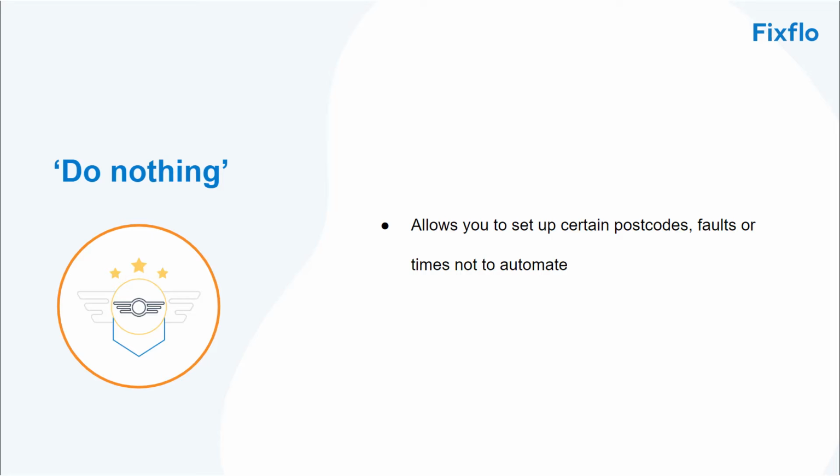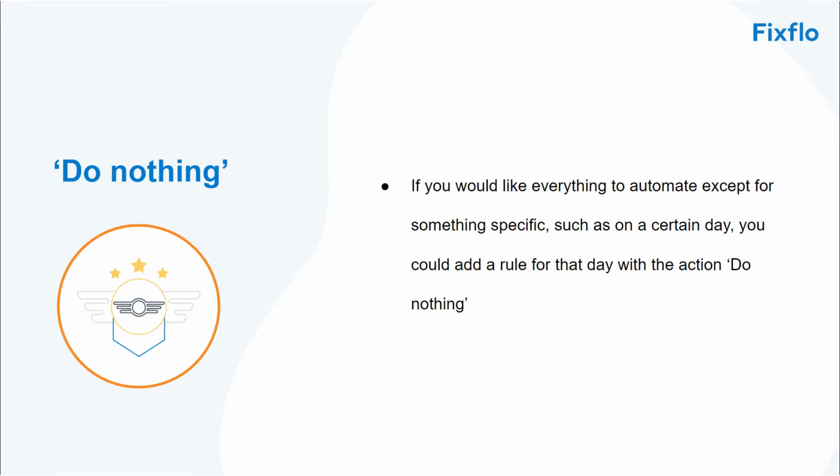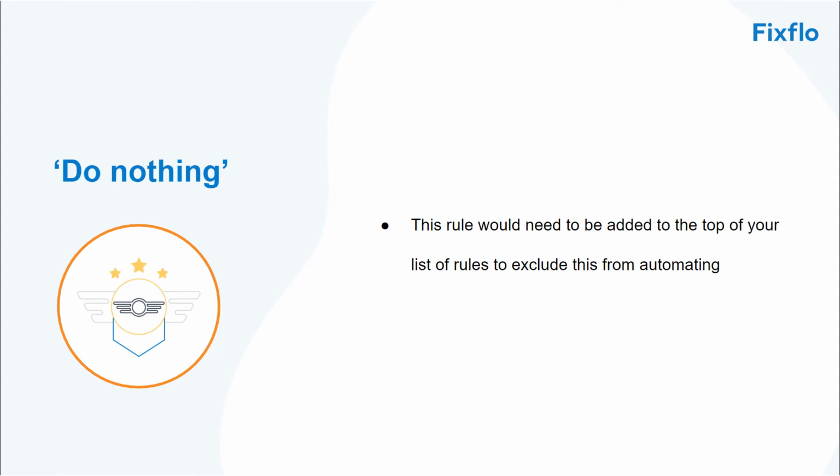Do Nothing allows you to set up certain postcodes, faults, or times not to automate. If you would like everything to automate except for only on a certain day, for example, then you could add a rule for that day and add the action Do Nothing. This rule would then need to be added to the top of your rules to exclude this from automating.